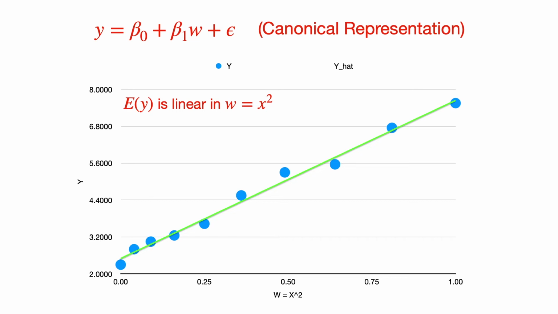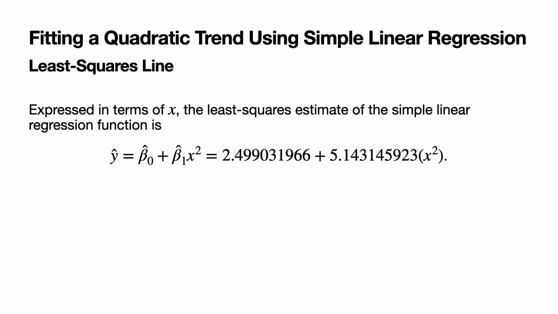But let's see what happens when we express the model in terms of x. And so expressed in terms of x, the least squares estimate of the simple linear regression function is y hat equal to beta 0 hat plus beta 1 hat times x squared. And so we plug in the values for beta 0 hat and beta 1 hat into this expression. And so you see here that this is the least squares estimate of the simple linear regression function when it's expressed in terms of x.